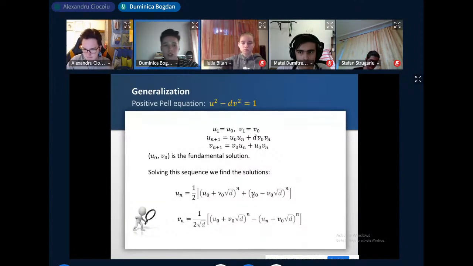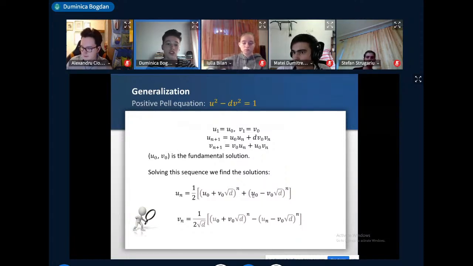Now we'll talk about the generalization of the Pell equation. So we can take into consideration two cases. First, the positive Pell equation, u squared minus d times v squared equals 1. We denote, in this case, knowing that d is not a perfect square, we can find an infinite number of solutions.